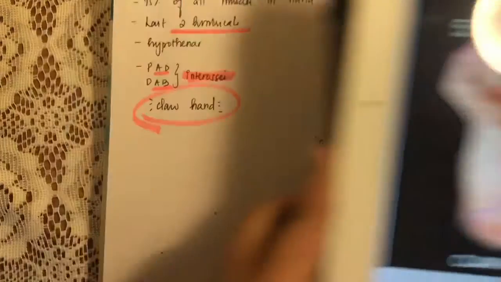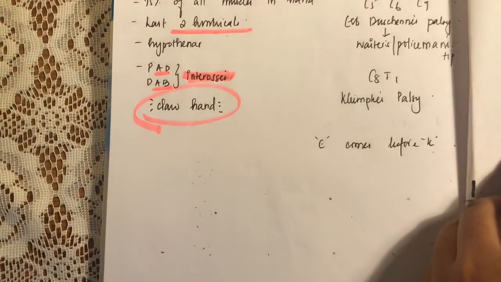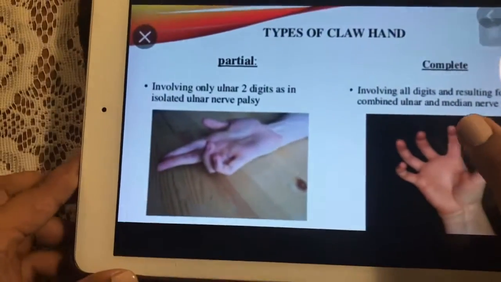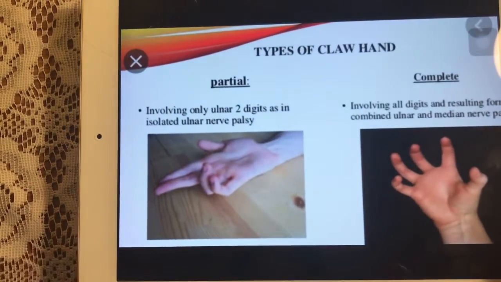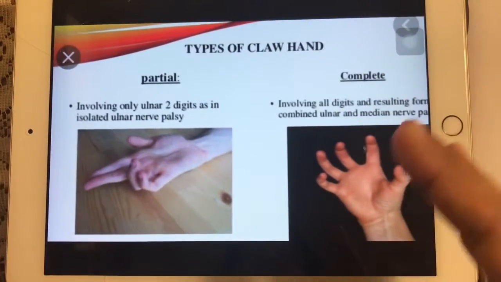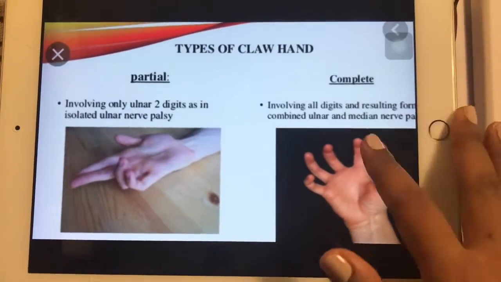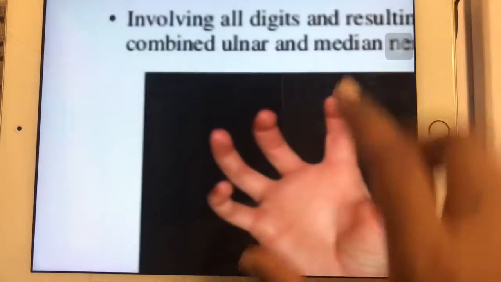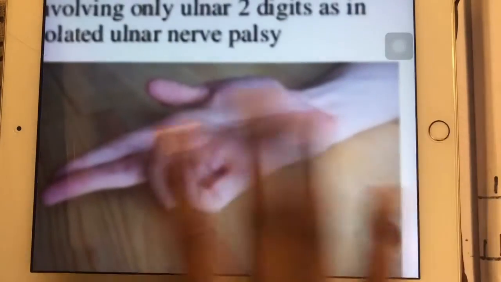See how in this case he's unable to extend these two fingers all together. Sometimes there is median and ulnar nerve involvement together, and that's called complete claw hand. So this is a complete claw hand, whereas this is just the ulnar claw hand.